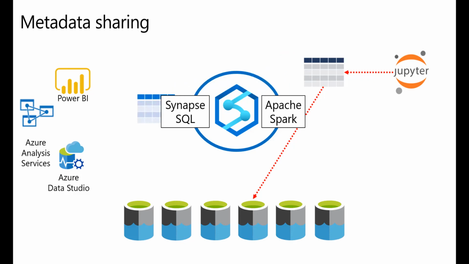Therefore, we are replicating tables created in Apache Spark into Synapse SQL. So the table that is created in Synapse SQL has the same structure and references the same data as the original table in Apache Spark. This way, you can use Power BI, Analysis Services, or Azure Data Studio to query the table in Synapse SQL, and this table will actually reference the same data that is used by the table in Apache Spark. This way, we have full metadata synchronization and metadata sharing between runtime engines in Synapse Analytics.